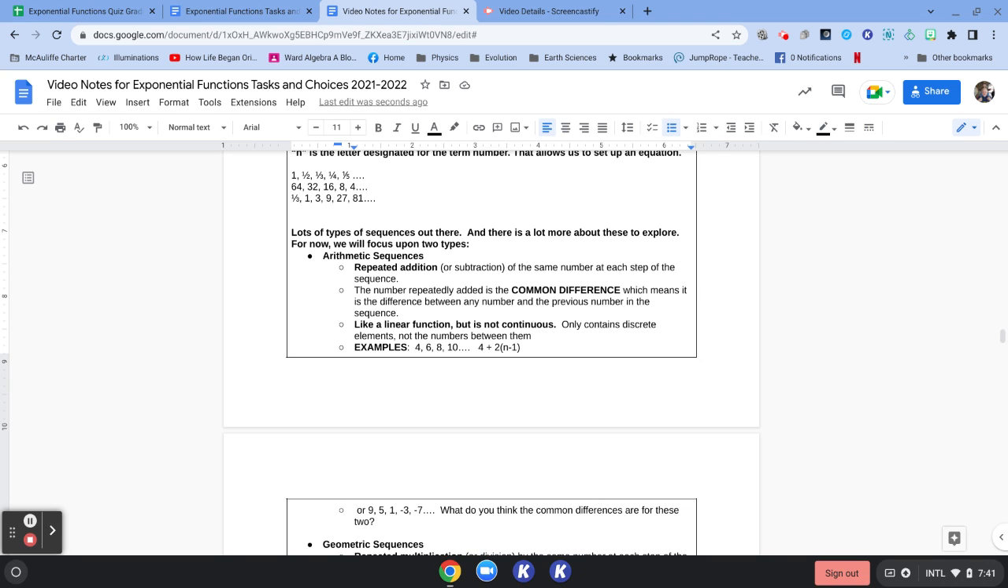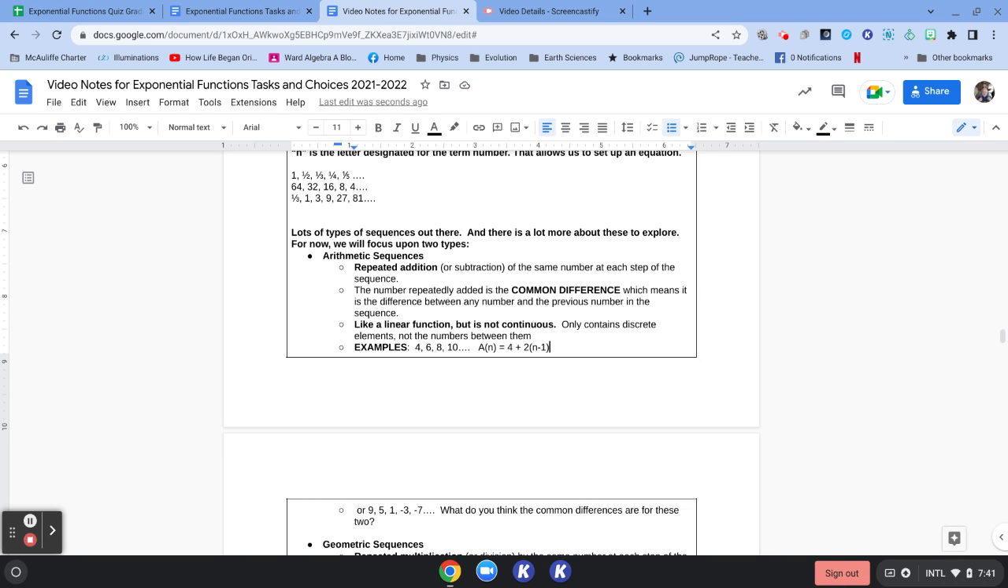And we can test this out for the others. For 8, that's the third number in the sequence. 4 plus 2 times 3 minus 1 is 4 plus 2 times 2, which will be 4 plus 4. That'll be 8. And it'll work also for 10. Test that out. So this would be what we would call the explicit rule for the arithmetic sequence: a in terms of n equals a starting place of 4 plus the common difference of 2 times the index number minus 1.